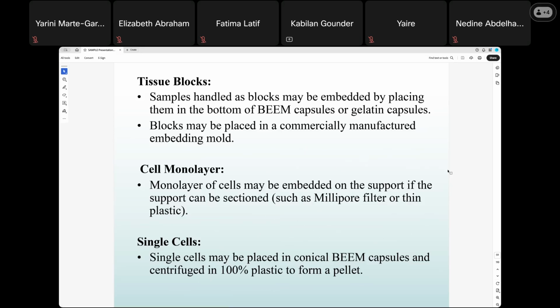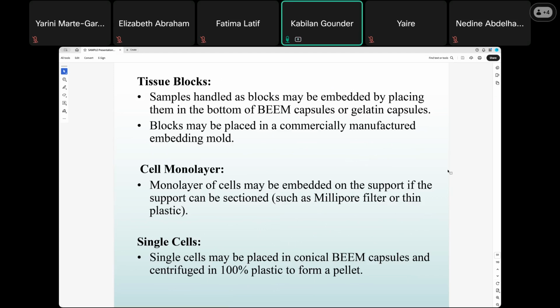The tissue blocks are samples handled as blocks, which may be embedded by placing them in the bottom of BEEM capsules or gelatin capsules. As I mentioned earlier, this is a small piece of sample you need to hold. For that, we use paraffin. We have different types of mold: one is flat, the other one is a capsule. You fill the liquid paraffin, then you add your samples and close it. At room temperature, the liquid paraffin becomes hardened. So that is one.